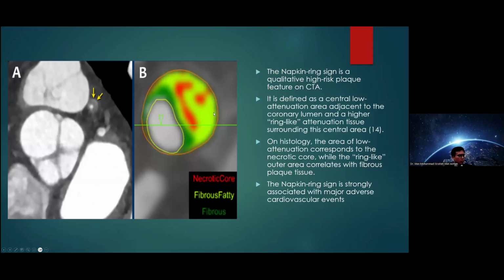Another important feature of high-risk plaques is the napkin ring sign. It is defined as a central low attenuation area adjacent to the coronary lumen and a higher ring-like structure surrounding this area. On histology, it shows necrotic tissue with an outer area of fibrous plaque tissue. The napkin ring sign is strongly associated with major adverse cardiovascular events.